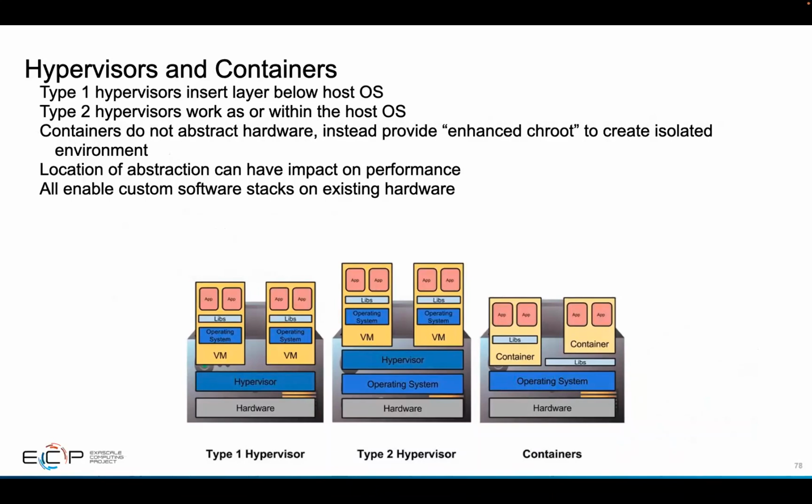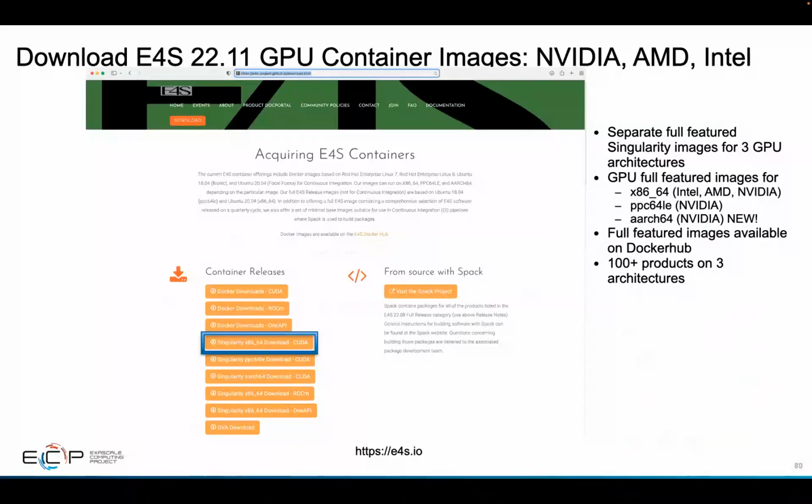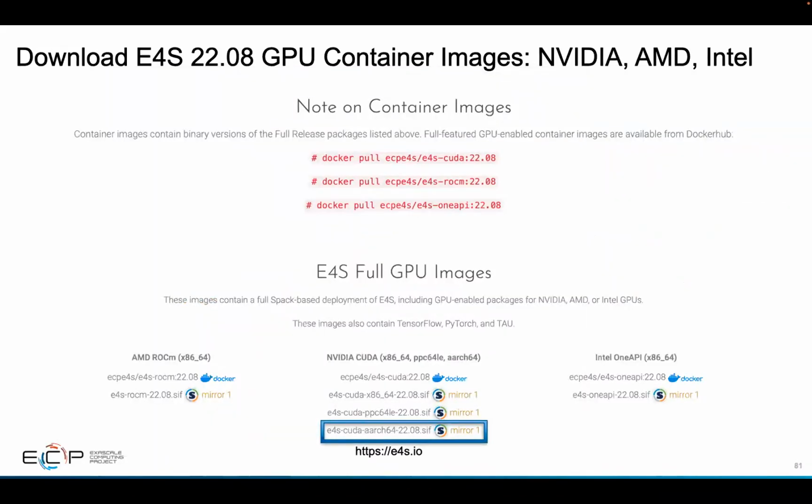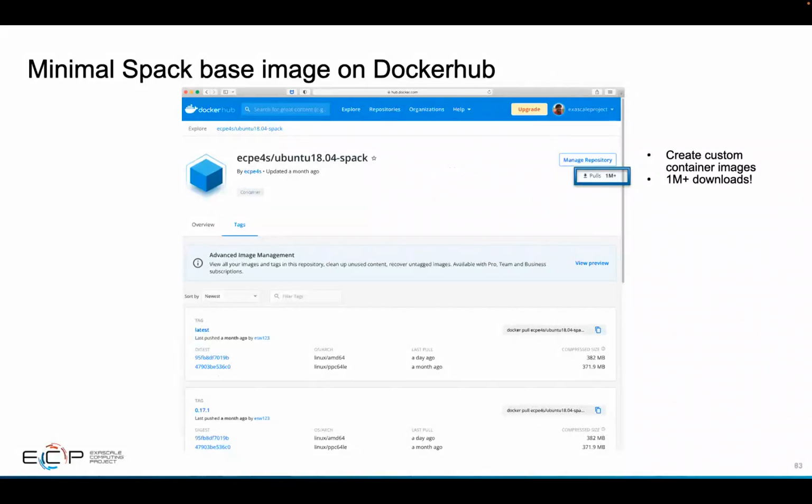If you want to learn more about containers, we have a tutorial tomorrow, a full day tutorial at SC using containers to accelerate HPC. And here is the E4S download page. You can download the containers from Singularity. We have support for full featured images for x86, IBM PPC64LE, which supports NVIDIA, as well as ARM. And you can just do a Docker pull if you would like, or you can use the full featured images or base images. We have some containers like this on Docker Hub that have been very popular.